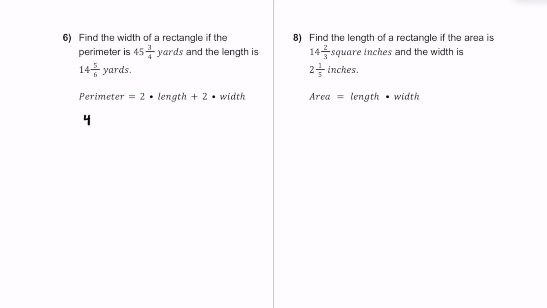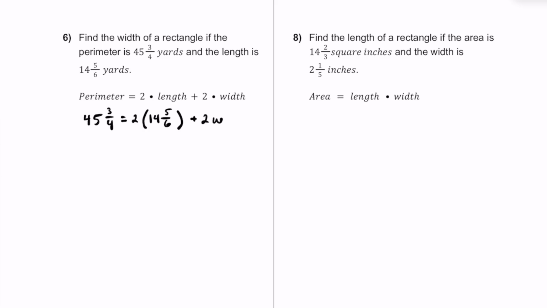The perimeter we're just going to write here is going to be 45 and 3/4. This is going to be equal to 2 times the length. We do know the length. The length here is going to be 14 and 5/6. And then we don't know the width yet, so we're just going to say this is going to be 2 multiplied by W, or just 2W here.